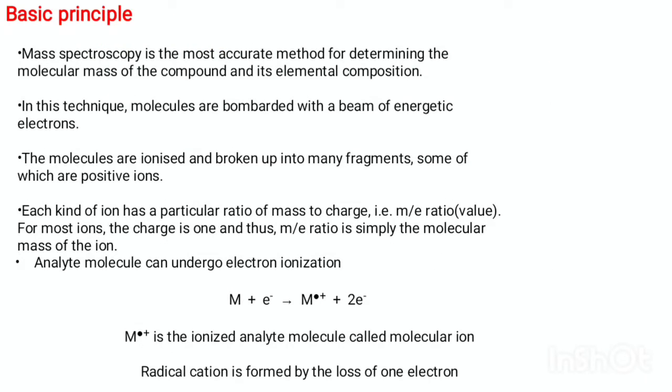Basic principle of mass spectroscopy. Mass spectroscopy is the most accurate method for determining the molecular mass of a compound and its elemental composition. In this technique, molecules are bombarded with a beam of energetic electrons. The molecules are ionized and broken up into many fragments, some of which are positive ions. Each kind of ion has a particular ratio of mass to charge, that is the m/e ratio. For most ions, the charge is 1, and thus the m/e ratio is simply the molecular mass of the ion. An analyte molecule can undergo electron ionization and the following equation is formed.